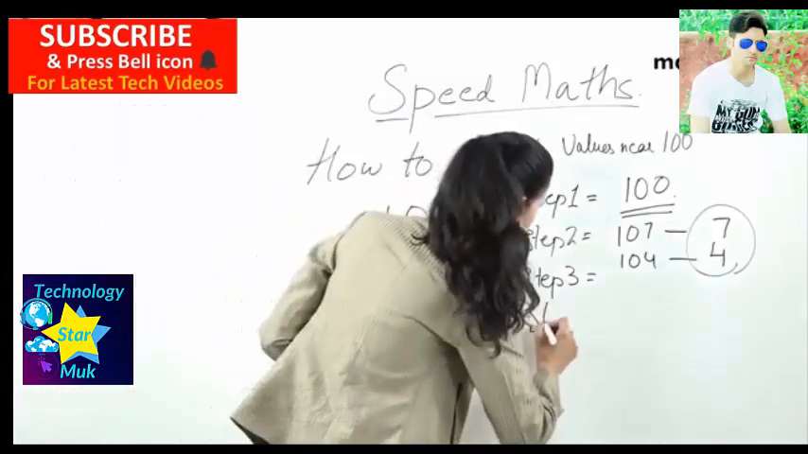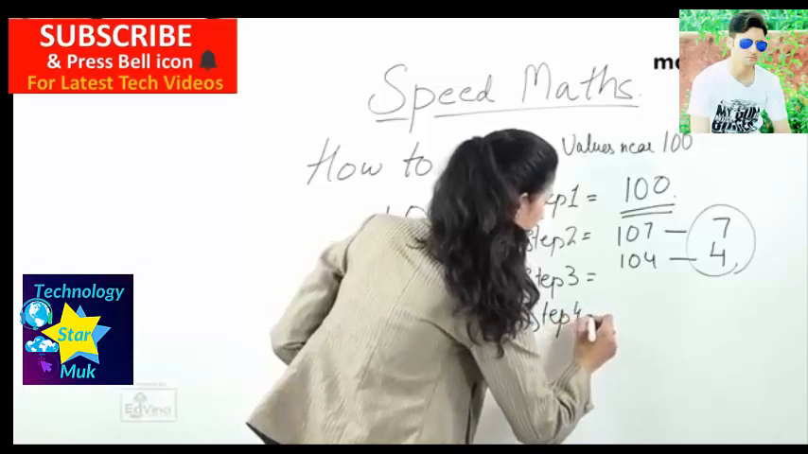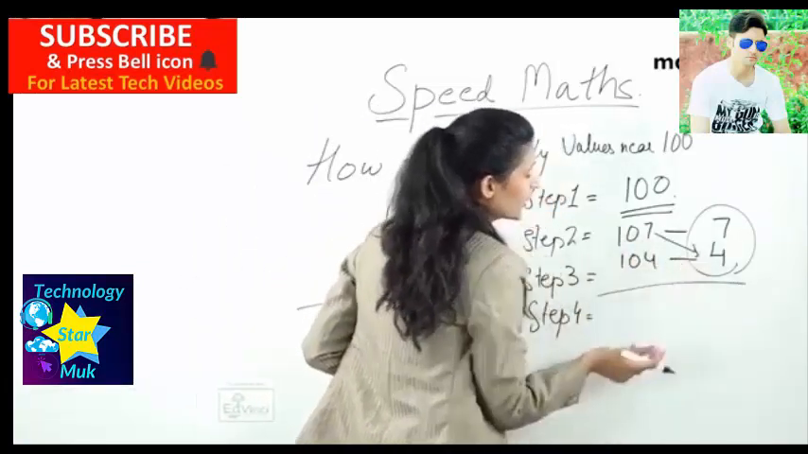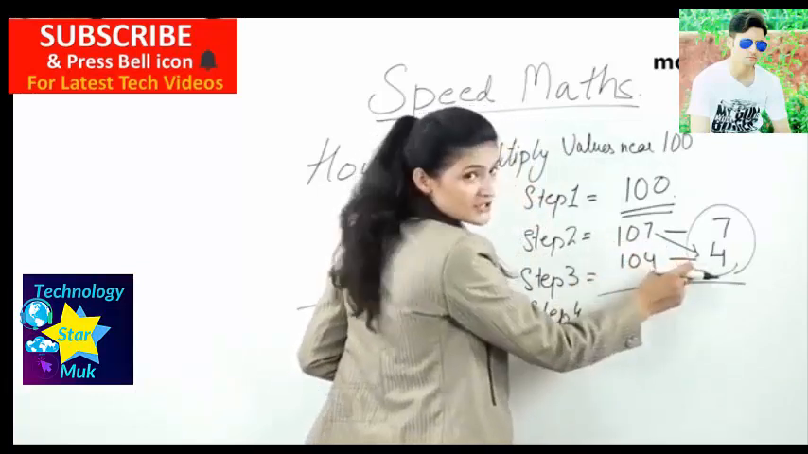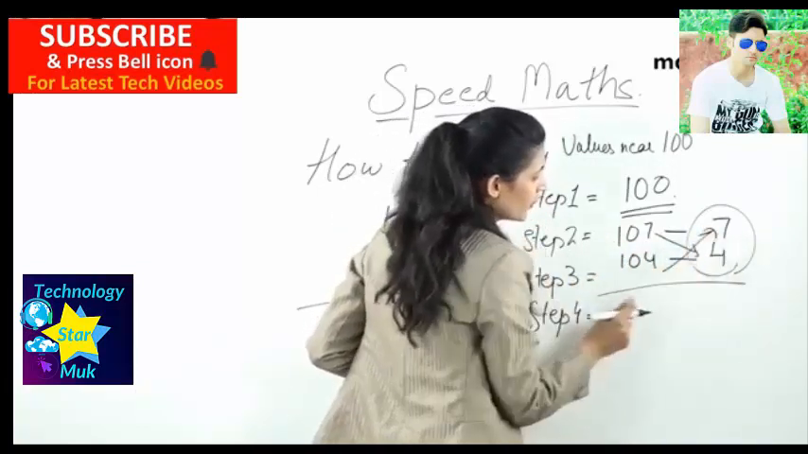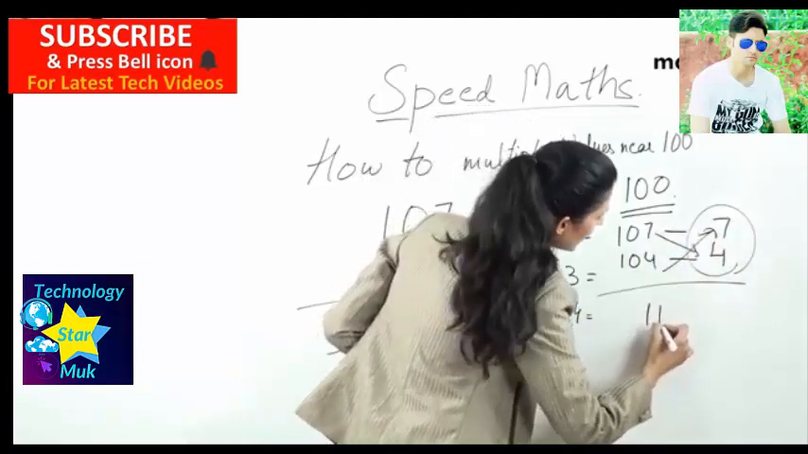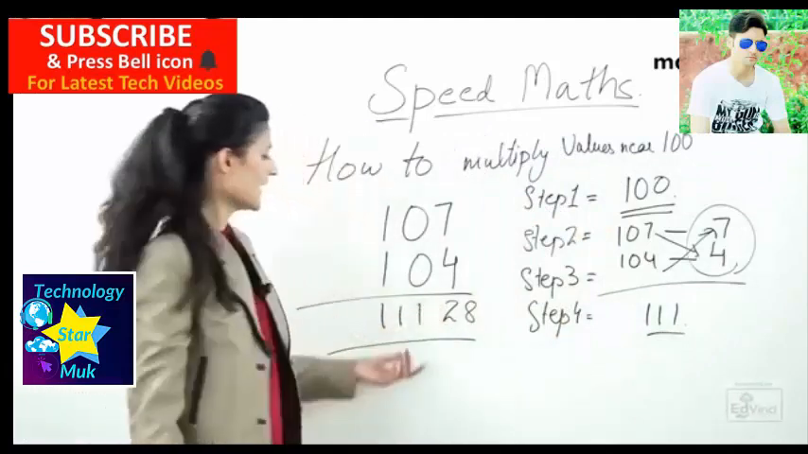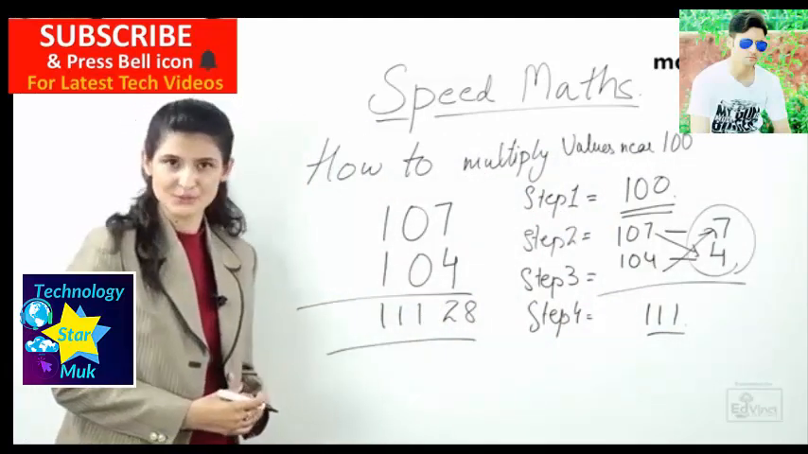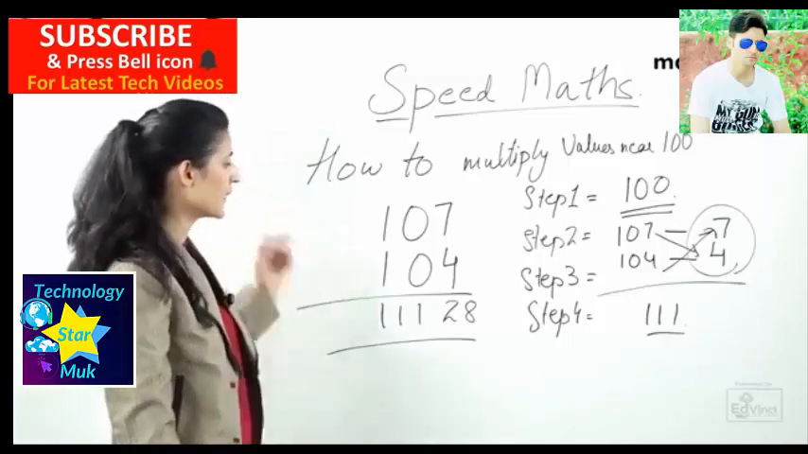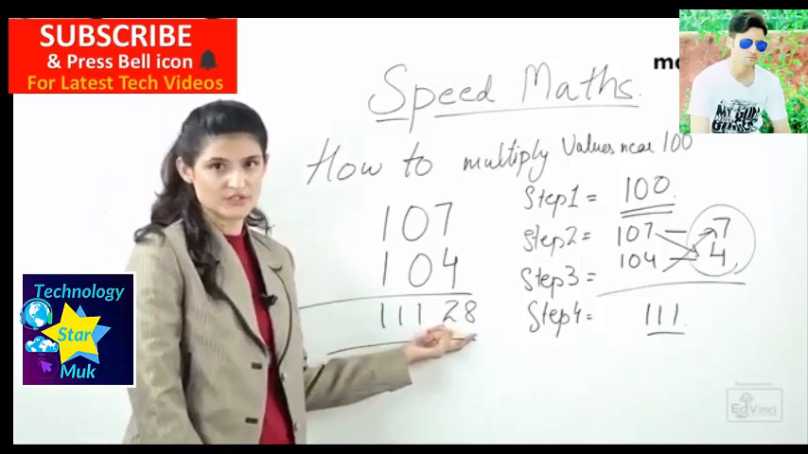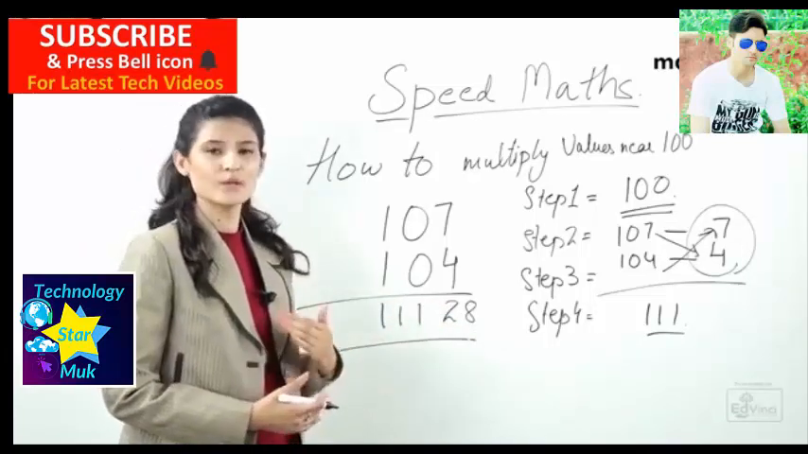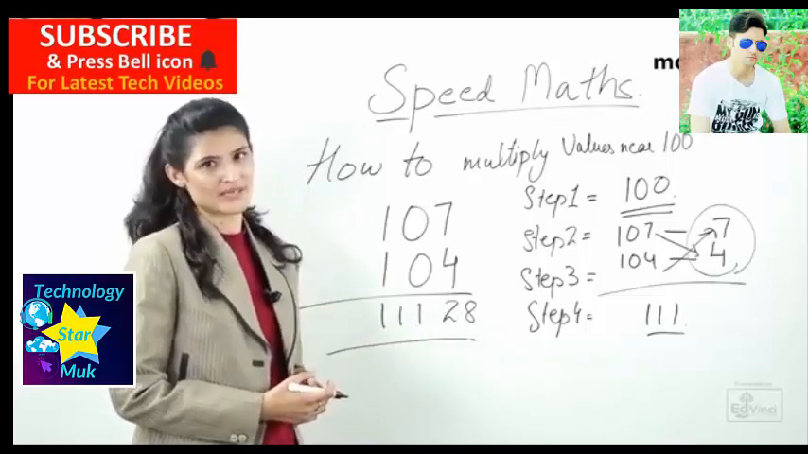Moving on to step number 4, you have to do the cross addition. You can either add 107 plus 4 or 104 plus 7, and you will get 111. Put it here, 111. And our answer is 11128. So this is one example where our numbers are already 3 digits. But you can get some questions where numbers are even 1 digit or 3 digit. We'll move on to the next example and see how we can solve them.